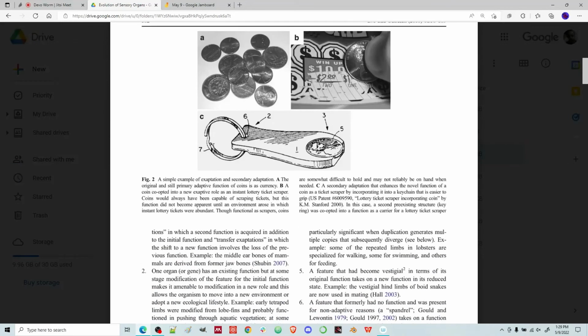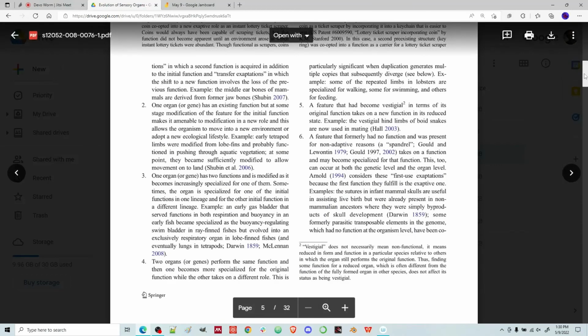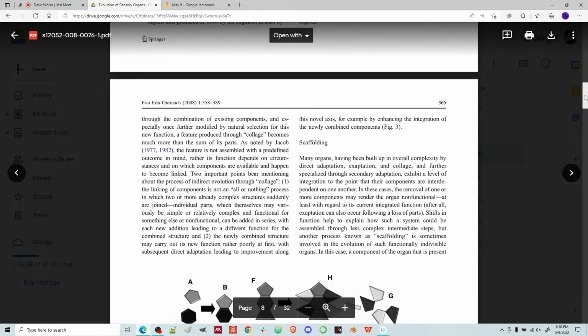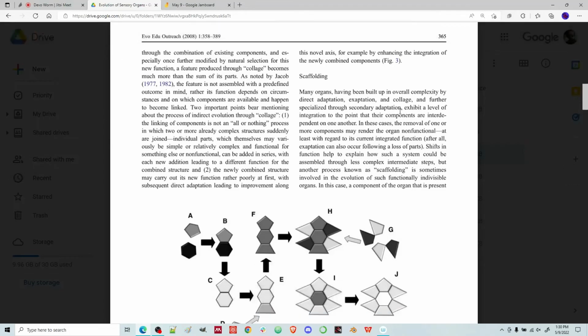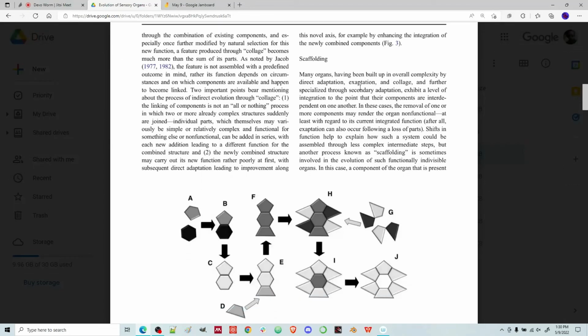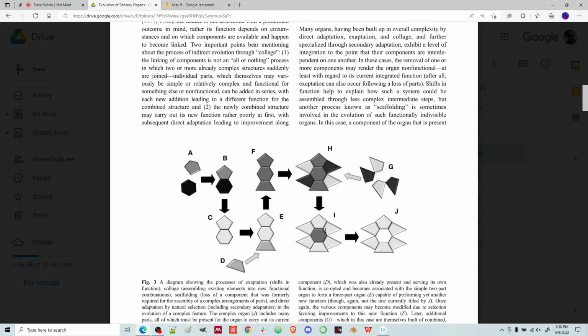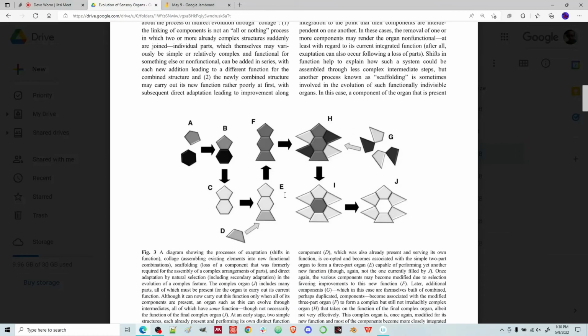And so this, again, goes through exaptation, secondary adaptation. There's also scaffolding. So many organs, having been built up in overall complexity by direct adaptation, exaptation, and collage, and further specialized through secondary adaptation, exhibit a level of integration to the point that their components are interdependent on one another. So this is an example of scaffolding.